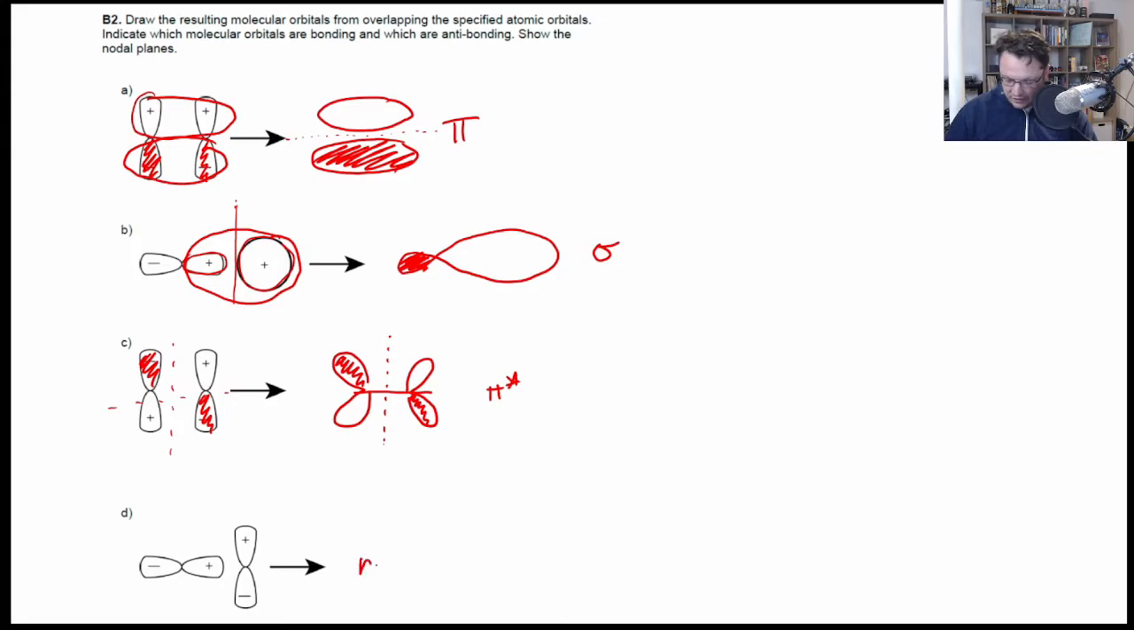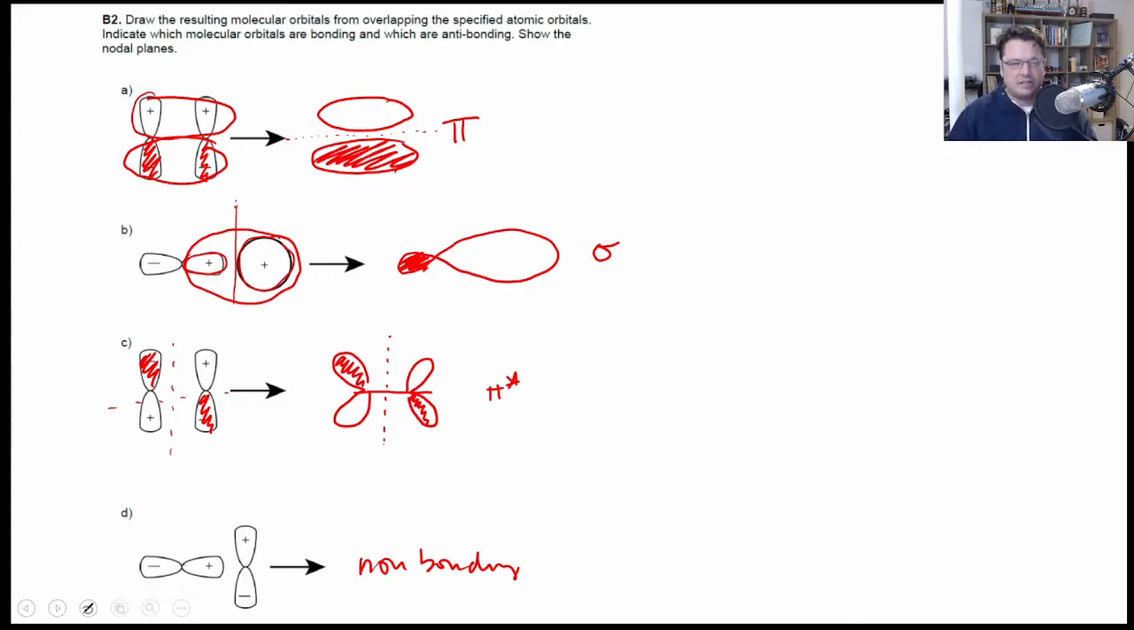For D, if we're looking at this right here, we should be able to tell that this is a non-bonding interaction. The reason for that is that you have two p orbitals, but they're perpendicular to each other. This p orbital is interacting with that p orbital, where about half of it is interacting with the positive phase, which is fine, but also half of it is interacting with the negative phase, which is not fine. Those two cancel out and essentially give us a non-bonding interaction, because there is no constructive or destructive interference between the two of them.